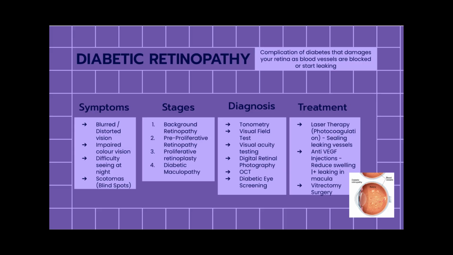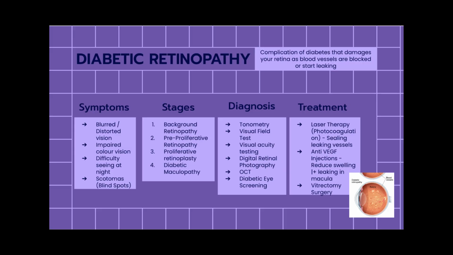The stages include background retinopathy, preproliferative retinopathy, proliferative retinopathy, and diabetic maculopathy. And there are different ways which you can diagnose this: tonometry, visual field tests, visual acuity testing, digital retinal photography, OCT, diabetic eye screening.